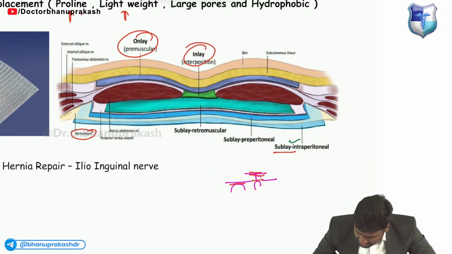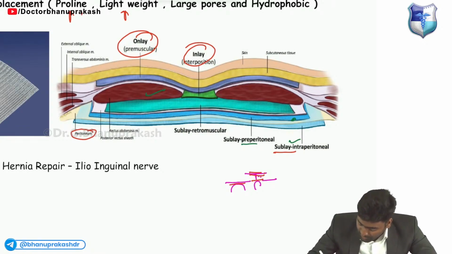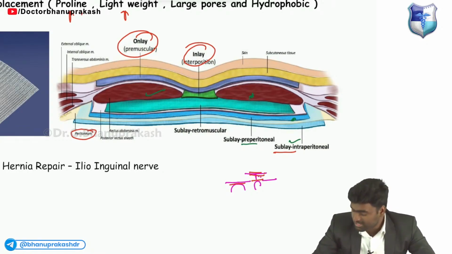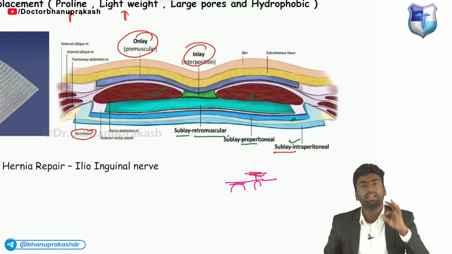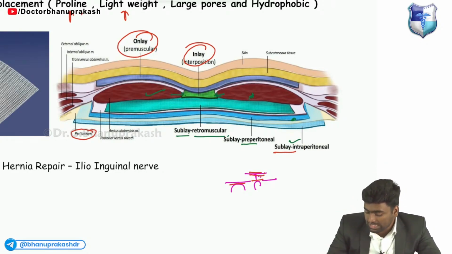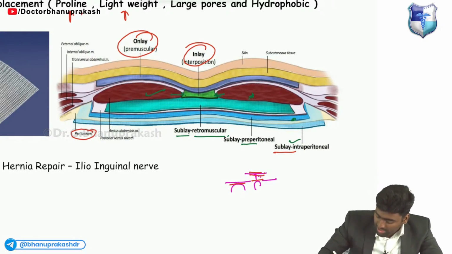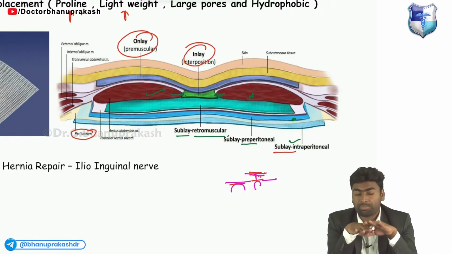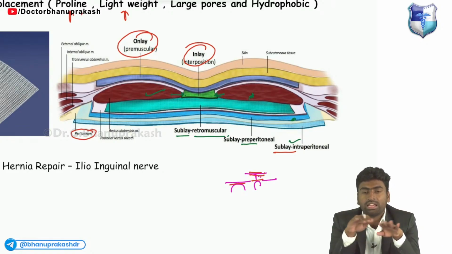But if you keep it still below the rectus sheath, in front of the peritoneum, it is known as sublay preperitoneal. Then if you keep it behind the rectus abdominis muscle, it is known as sublay retromuscular. If you are keeping it in between the rectus abdominis, it is known as inlay. And if you are keeping it outside, above it, it is known as onlay. So: onlay, inlay, and sublay.